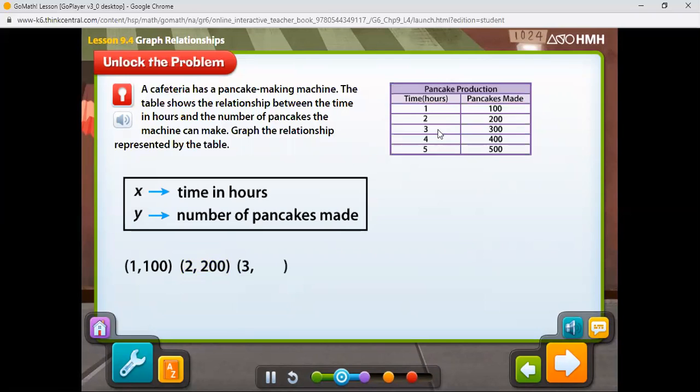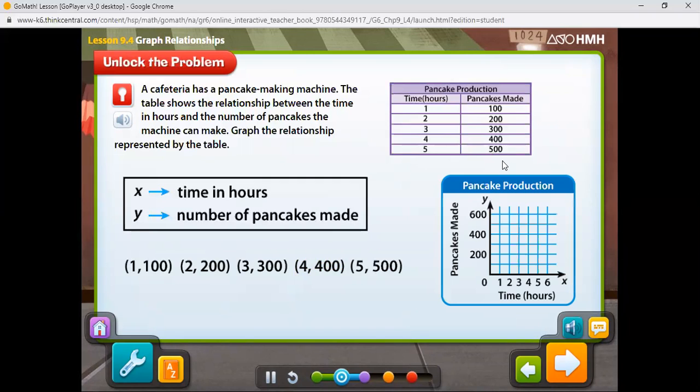When X is 3, what's the value of Y? The value of y is 300. So the ordered pair is 3, 300. The next ordered pair is 4, 400. What's the ordered pair for the last row? The last ordered pair is 5, 500. Now let's graph the relationship between the time in hours and the number of pancakes made. Graph a point for each ordered pair.